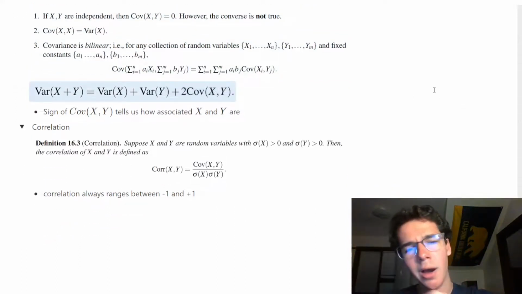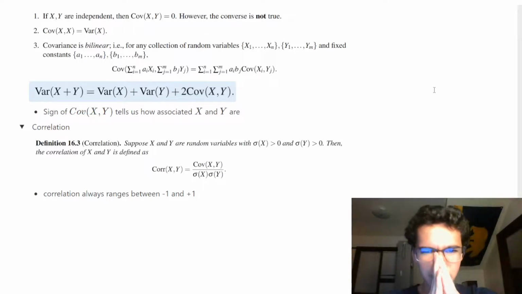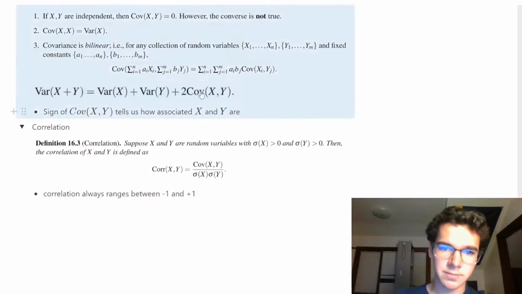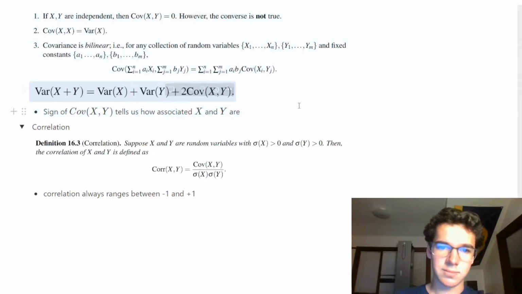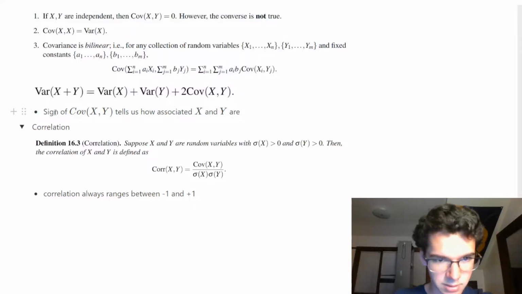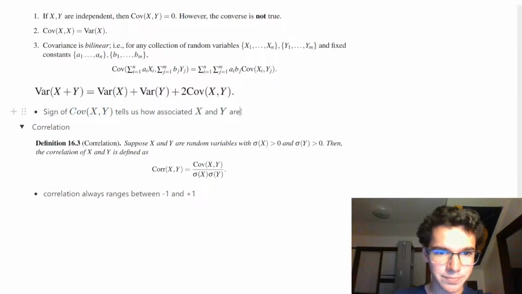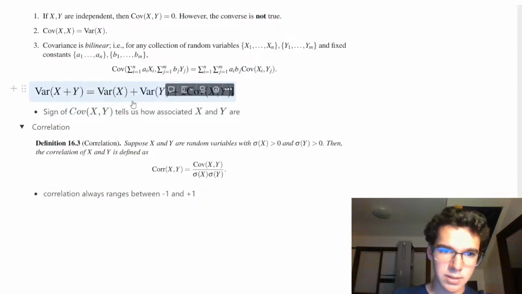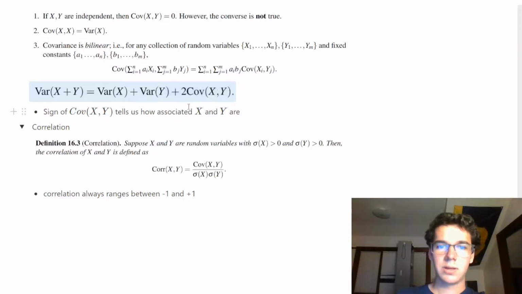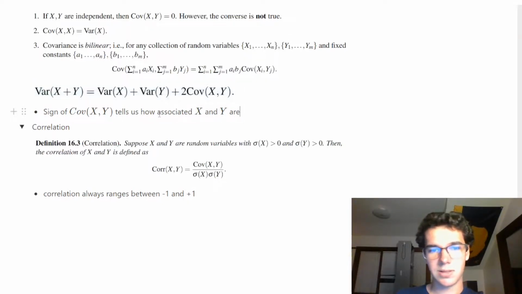Let's see. I mean, this equation works. I don't know why this looks so funny, but I think, okay, so the sign of the covariance of x and y tells us how much x and y are associated, I guess.